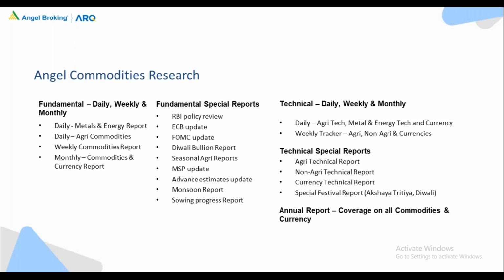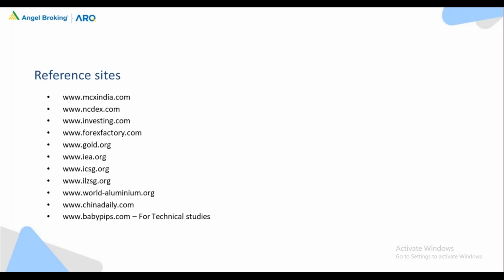Similarly, we have technical reports which give us a glimpse of how the price of the commodity will move on a daily or weekly basis. And there is one important report that we make, an annual report, which gives an investor a glimpse of what has happened in commodities in that particular year and what is going to happen for the rest of the year. So this is what Angel Commodities Research has to offer for our investors.